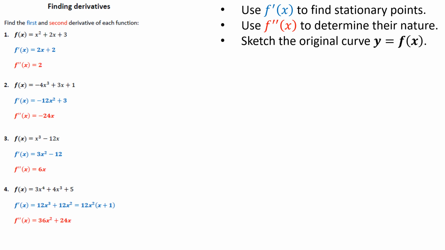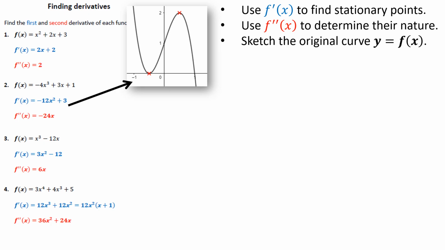For a cubic, however, that's not quite the case. We can solve f dashed of x equals 0 for question 2, and we can find the coordinates of the stationary points. And this is what the graph will end up looking like. Your stationary points are at plus and minus a half for x. When you sub those numbers into f of x, you can find the y coordinates that go along with them. But you'll notice for this one, the second derivative is minus 24x. So now it does depend on the value of x.